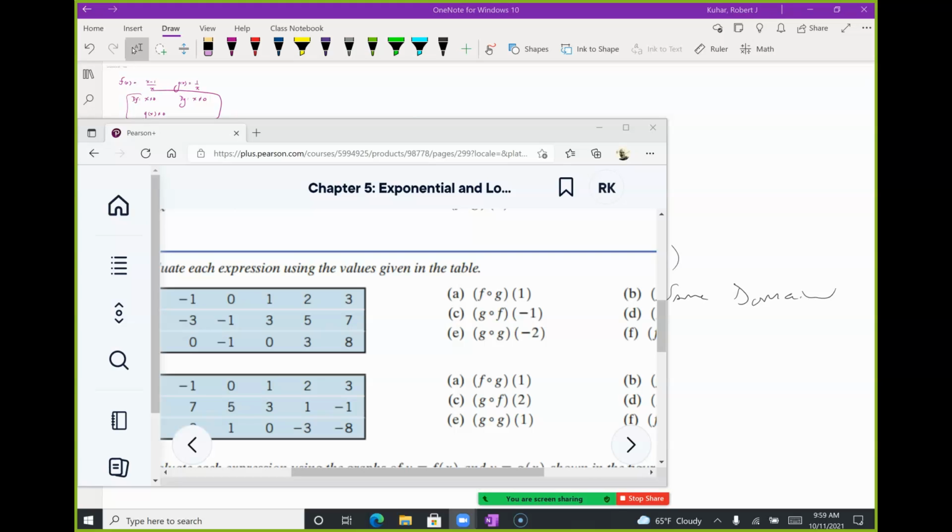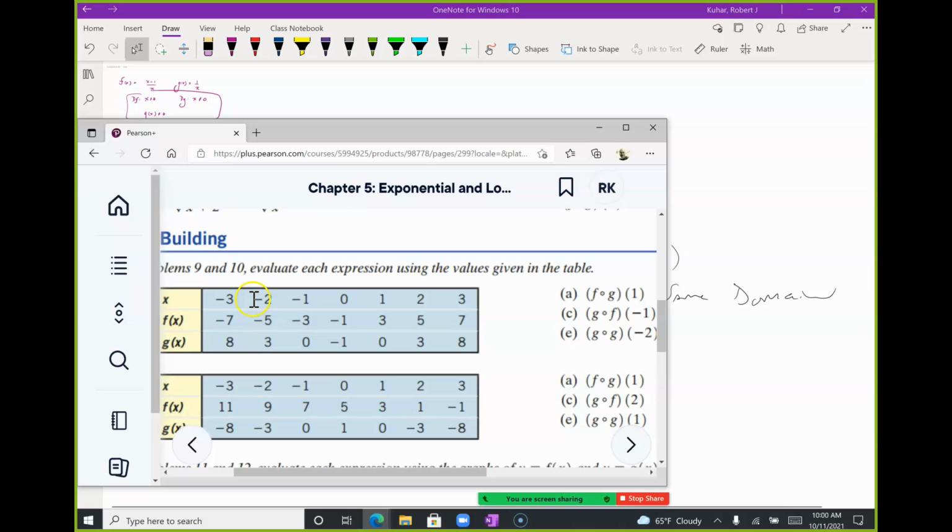Go ahead, Angel. What would part E be? Sure. So g composed of itself of -2. So put -2 into g. I put in -2 to g, I get a 3 out. And now put that result back into g. So what do I put into g? I put in a 3, and what do I get out? An 8. Okay, that's a bit strange.